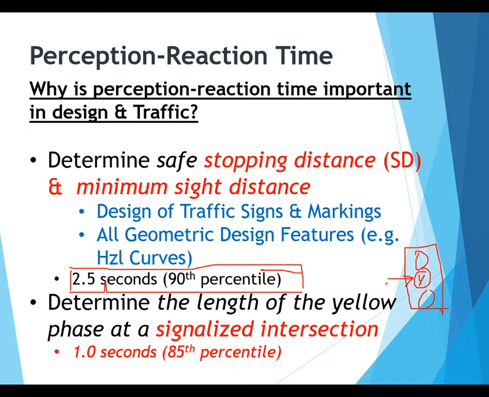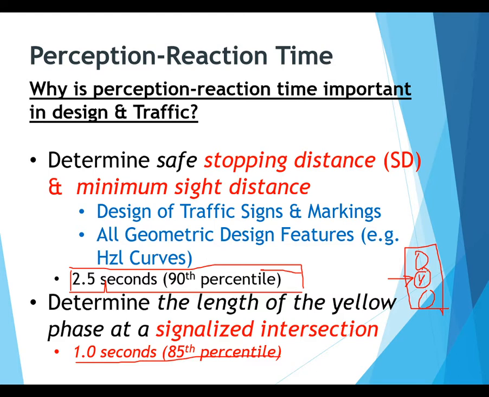And it's the 85th percentile, which says 1 second. So you can see it's not 2.5, it's just 1, because at a traffic signal you have a shorter perception reaction time. So what does this mean? It says that 85% of the people at a traffic signal need 1 second or less to decide either they're going to stop or move. 85% of the people need 1 second or less to either stop or go.